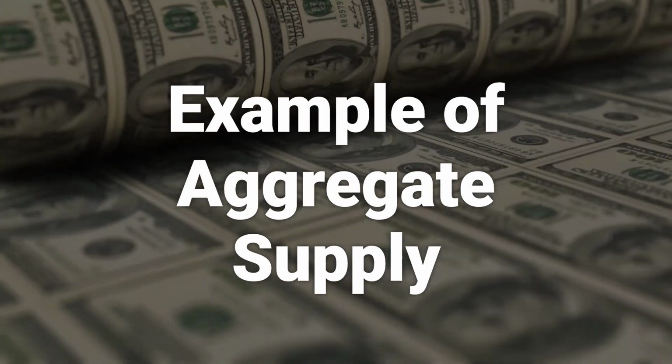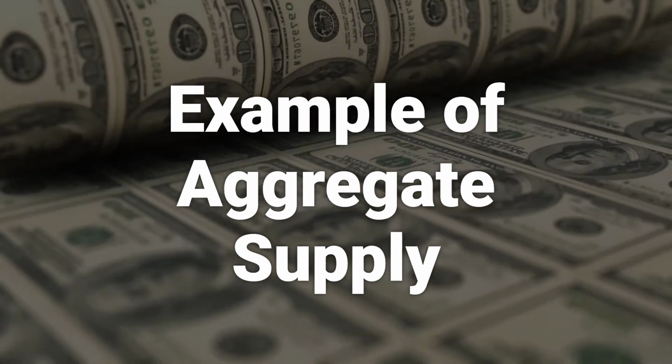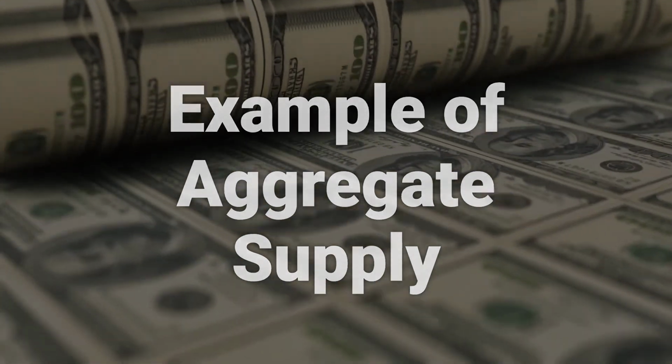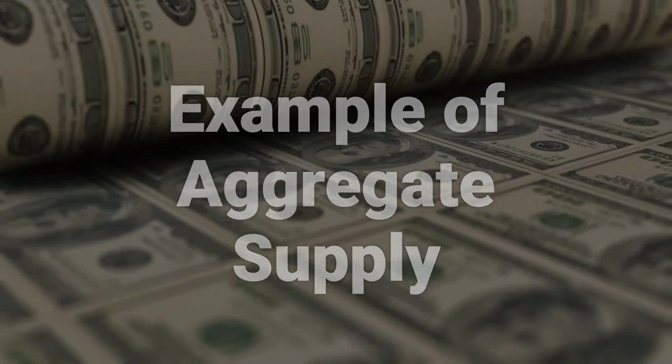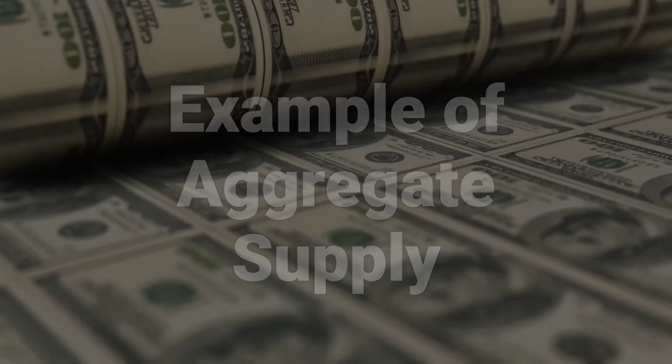In this example, the lower aggregate supply could lead to demand exceeding output. That, coupled with the increase in production costs, is likely to lead to a rise in price.